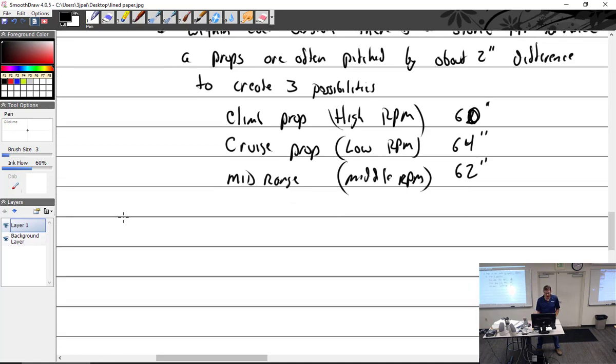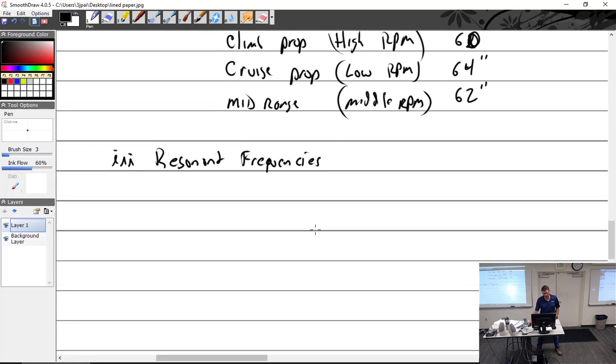This is one of these really weird things. That's resonant frequencies. The more I learn about resonant frequencies, the more I realize how little I absolutely understand this stuff. It is just so bizarre. And I don't know how they come up with this.